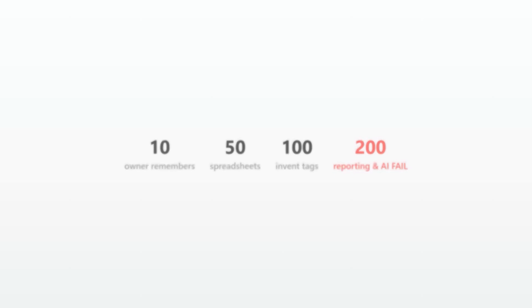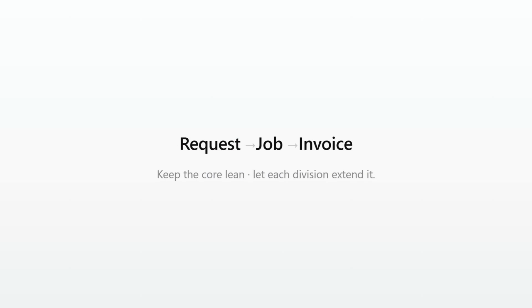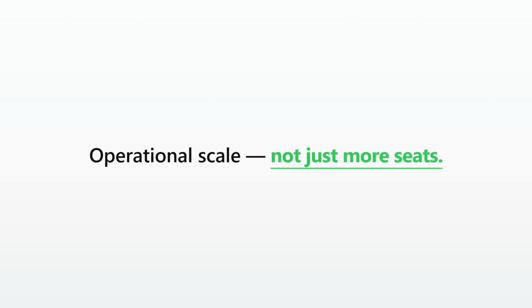FieldCamp scales the model differently. Add the right connector record only where the business needs one. Keep the request to job to invoice flow lean and let each division extend the model without breaking the core. That is operational scale, not just adding user seats.